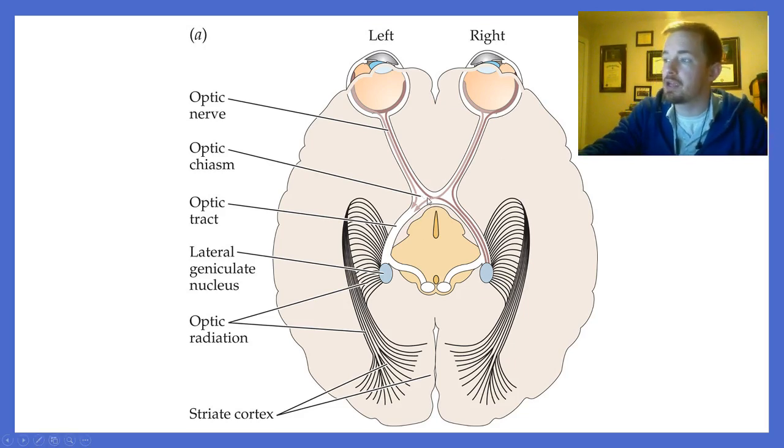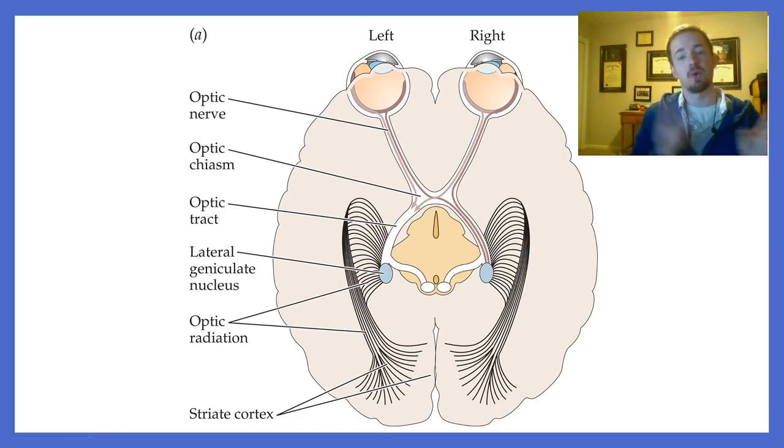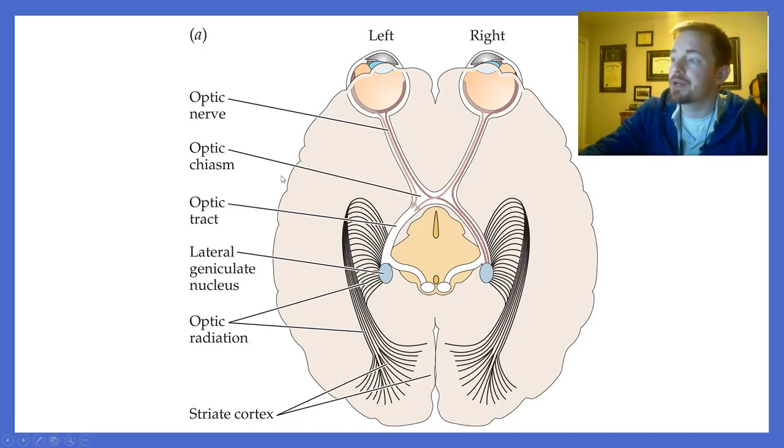So once we get past the optic chiasm, this crossroad, this junction where we decide what information is going where, we're going to move over to the LGN. And the LGN is another area that is going to help filter and transport information to other sides of the brain. We'll talk about that in just a moment.